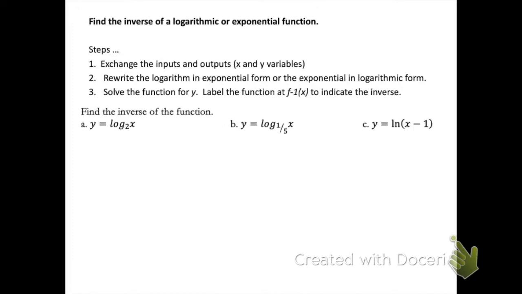Example A, the first thing we're going to do is switch our x and our y. And then we're ready to change this to exponential form. So we're going to do that by doing our log-ride, but we can't do that unless log is on the left. So I'm going to flip my equation and then draw my log-ride. So I have 2 to the x equals y. Our last step is just to replace y with f inverse of x.